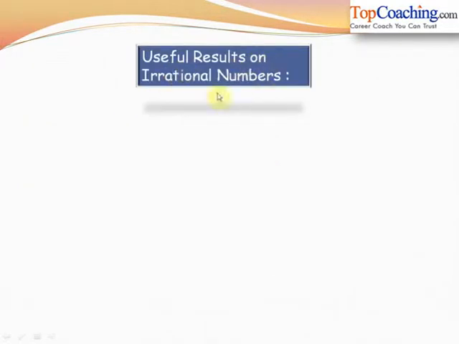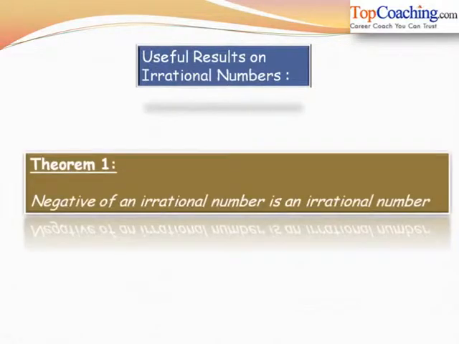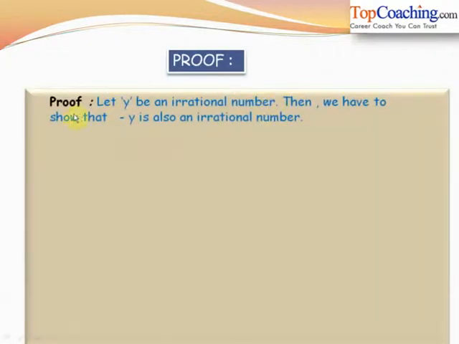Now, some of the useful results on irrational numbers. Basically, we have devoted this lecture to the study of irrational numbers. So, let's see some of the useful results on irrational numbers. From 1, the negative of an irrational number is an irrational number. So, the negative or the minus of an irrational number is also an irrational number. So, let's see the proof of this. Let us say that y is an irrational number. Then we have to show that minus y is also an irrational number. This is what we need to prove.